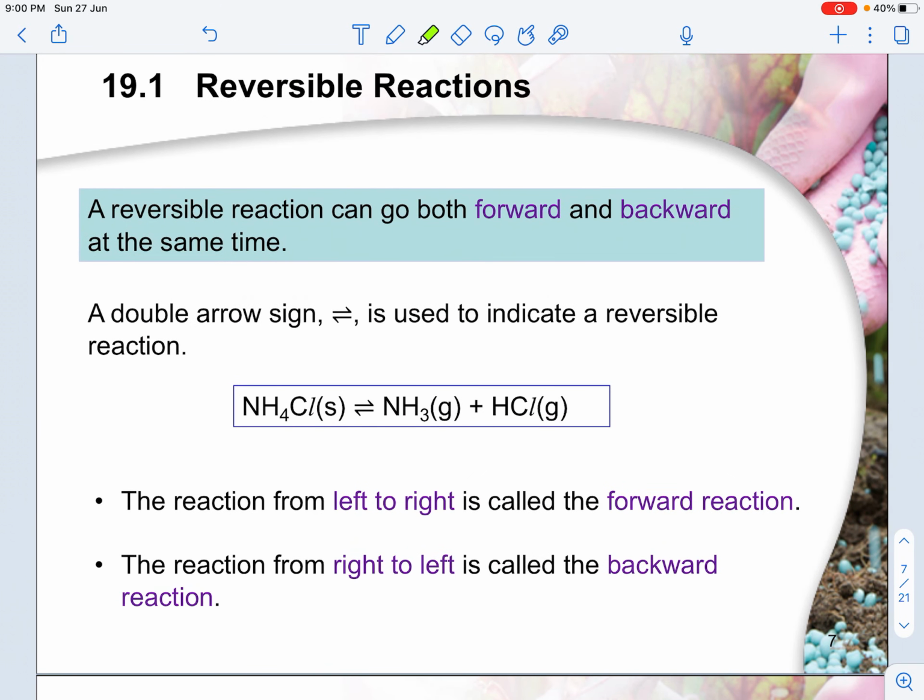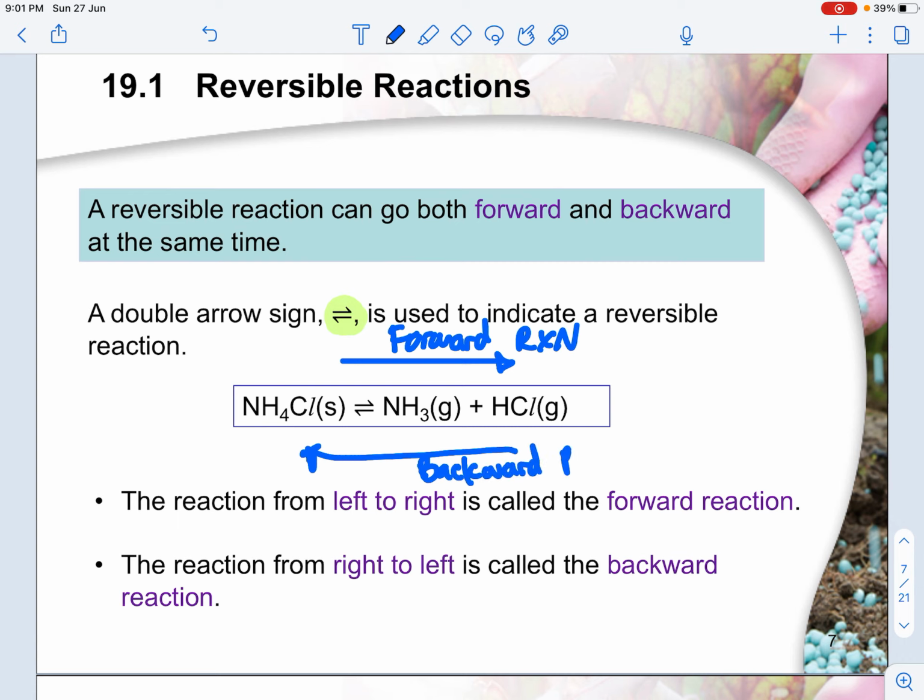So a reversible reaction can usually go forward and backward at the same time, and this is indicated by your double arrow. The reaction that moves from left to right, from the left side to the right side, is what we call the forward reaction. And if it goes from the products back to the reactants, you form the backward reaction.